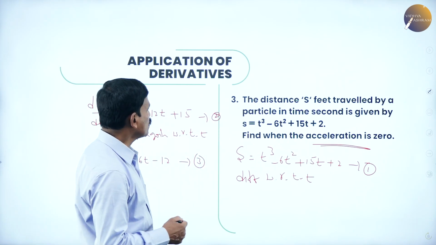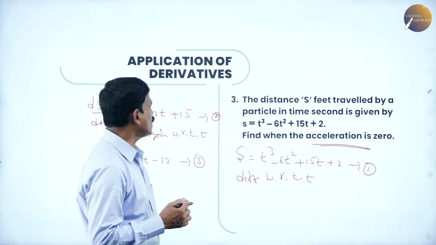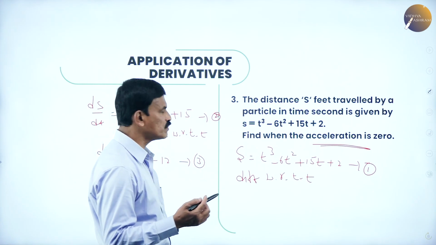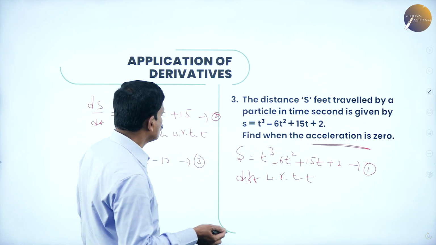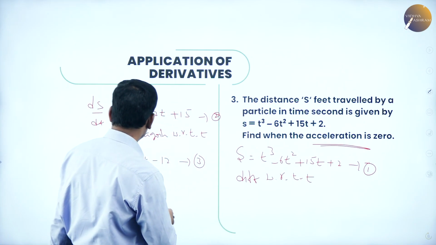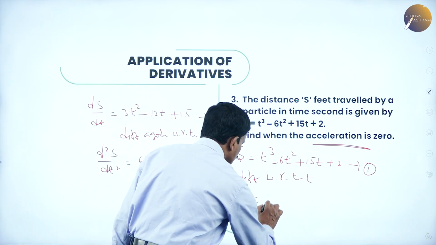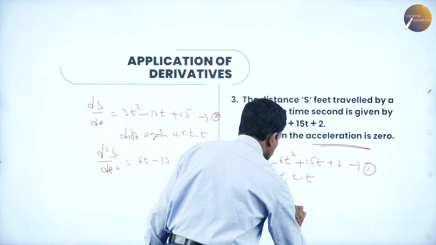Now, what is the problem here? Actually, what is required to find is the time. The distance s feet traveled by the particle in time t seconds is given by s is equal to t cube minus 6t square plus 15t plus 2. Find the time when the acceleration is 0. Now, to find the time, let us use the derivatives. So, what is required to find is t. t is the required quantity. This is to be determined when the acceleration is equal to 0.